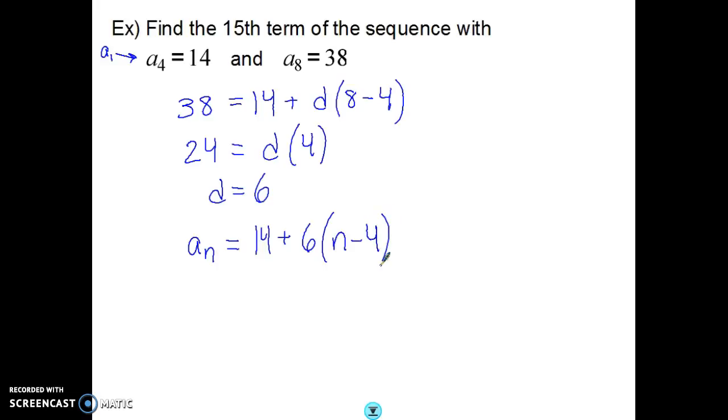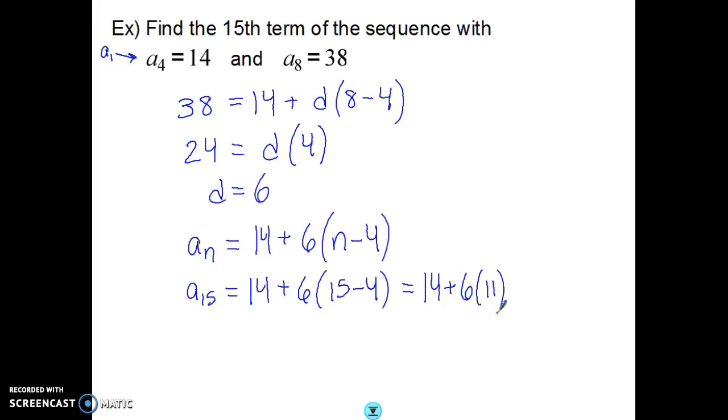And we're still using that fourth term that we used originally. So specifically, we're asked to find a sub 15. We'll go ahead and fill in the appropriate pieces. 15 is n, and we'll just do the math out from here. 15 minus 4 is 11, so this is 14 plus 6 times 11. 6 times 11 is 66, plus 14 is 80. So a sub 15 here is 80.